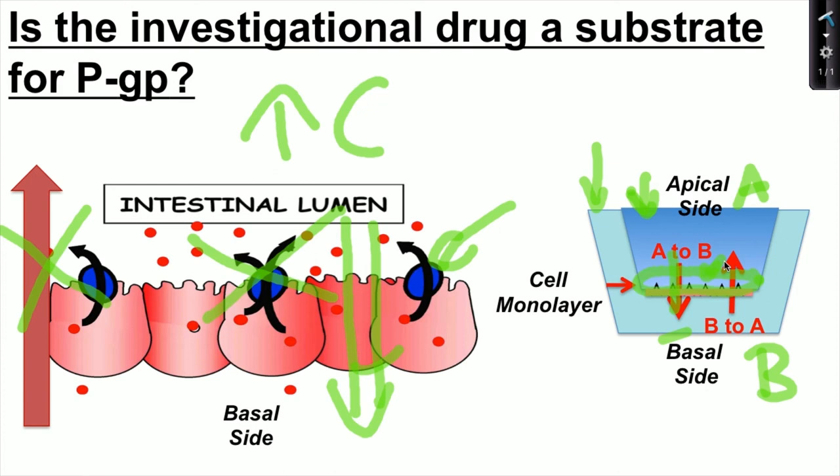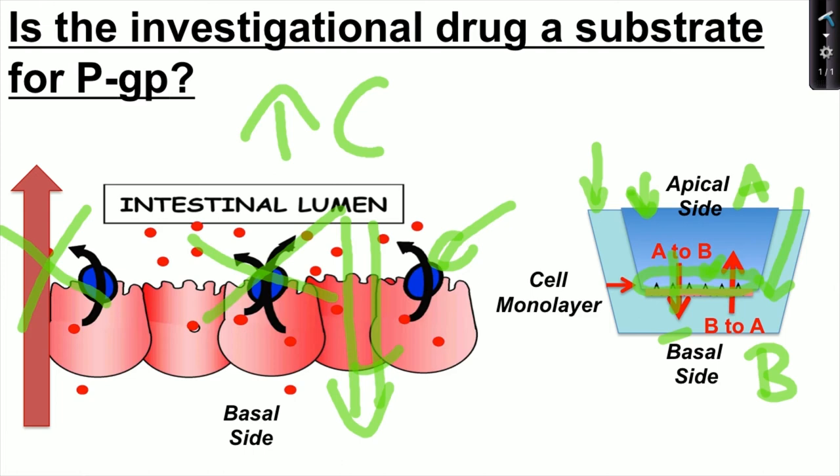Now, that experiment is done. You do a subsequent experiment where you put the drug on this side, over here, on the basal compartment, and you measure the flux in the other direction, B to A. So you have an A to B flux and a B to A flux. If there were absolutely no transporter involved, A to B should be equal to B to A. The flux should go at the same rate in both directions.